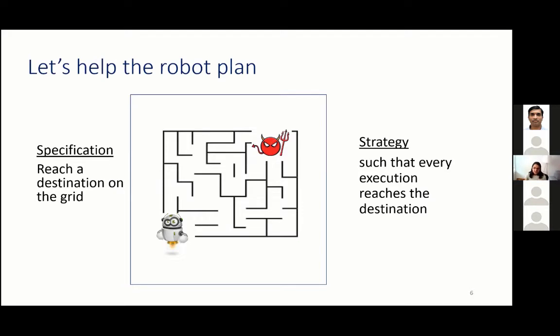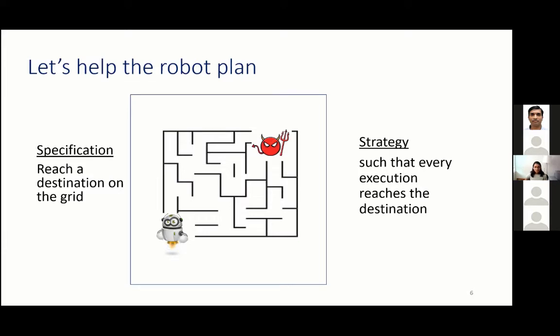So in these cases, we need to generate a strategy, so that no matter where the adversary is located, the robot can still reach its destination. The strategy in this case is the reactive system, which can respond to the current location of the adversary and decide how to navigate around it to reach the destination.